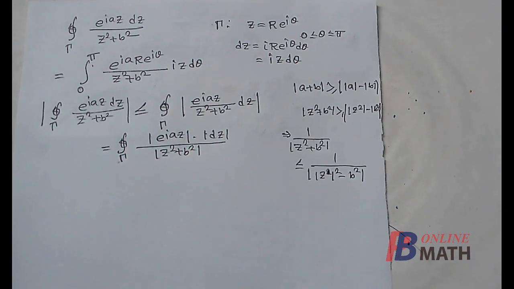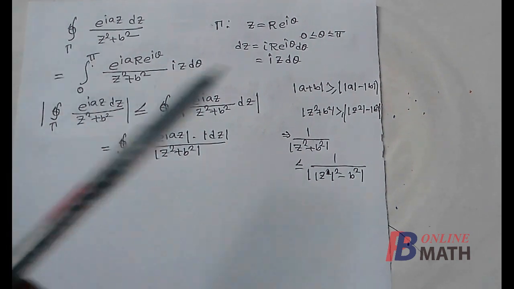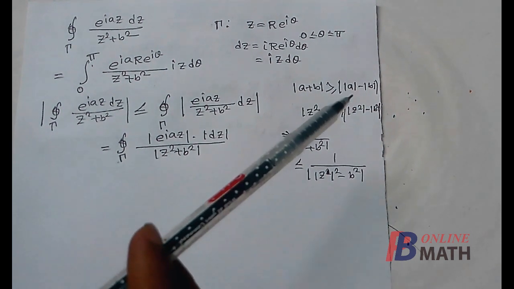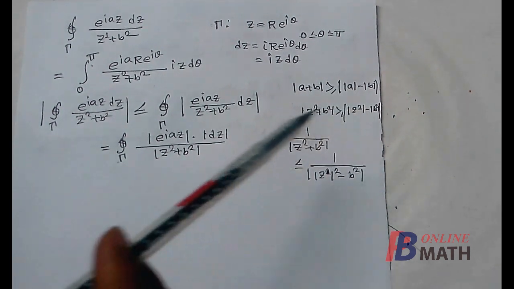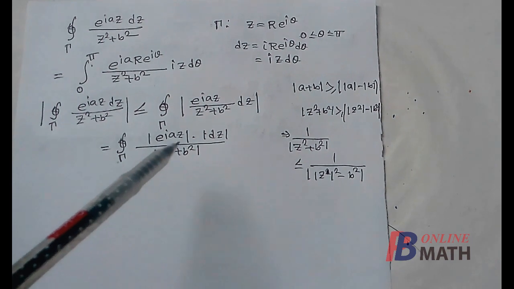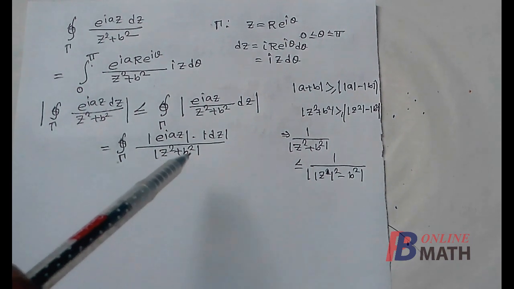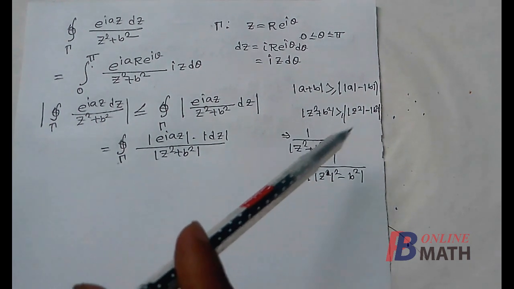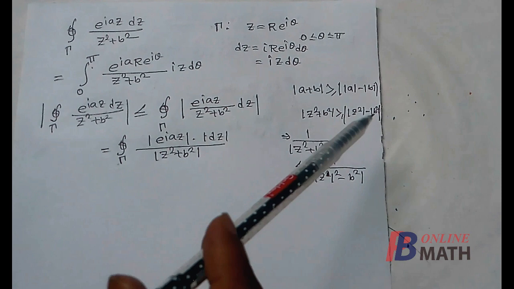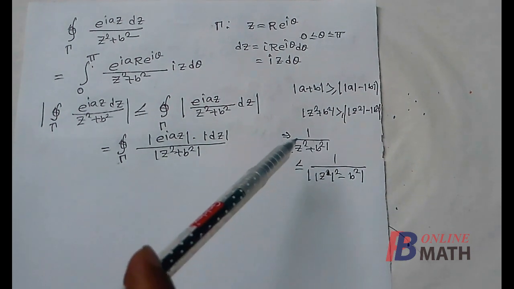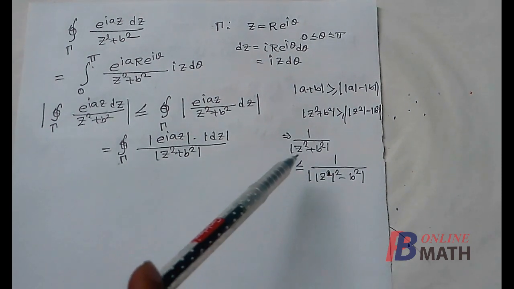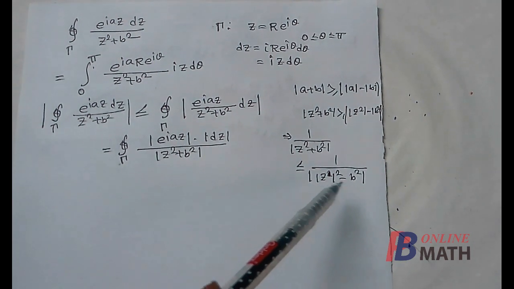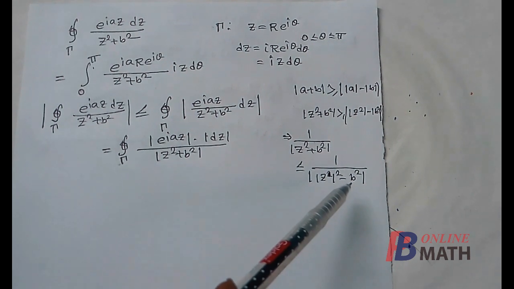Now we shall use a very well-known inequality in complex numbers, that is modulus of a plus b is always greater than or equal to modulus of modulus a minus modulus b. So in this case we shall use this inequality for z square plus b square. So modulus of z square plus b square should be greater than or equal to modulus of modulus z square minus modulus b square. So inverting, we find that 1 by modulus of z square plus b square is less than or equal to 1 by modulus of modulus z square minus b square, because b is a real number, so b square is always positive.